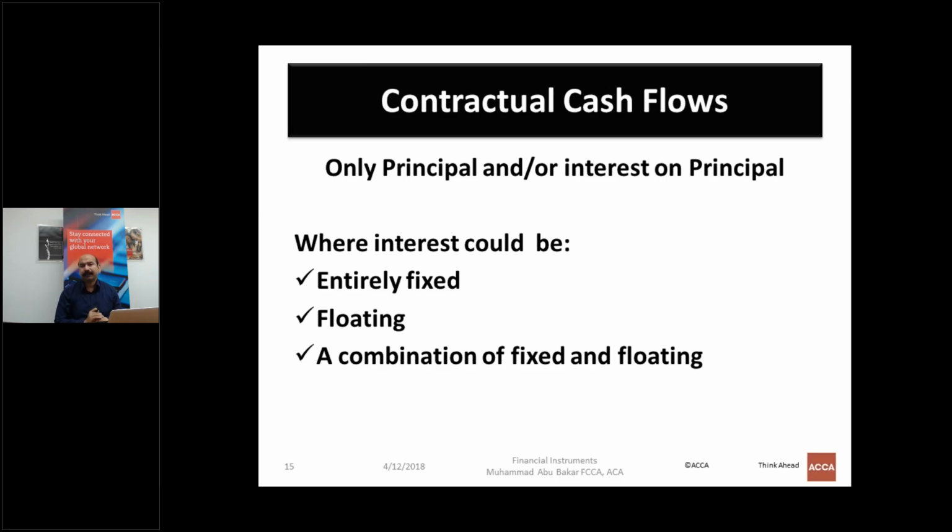Principal only, where you buy a bond at a heavy discount, and then it is redeemed at par value. So there the interest element is built into the difference between the consideration paid and the amount you receive. So there the only cash flow will be the principal. So that will be taken as contractual cash flows.